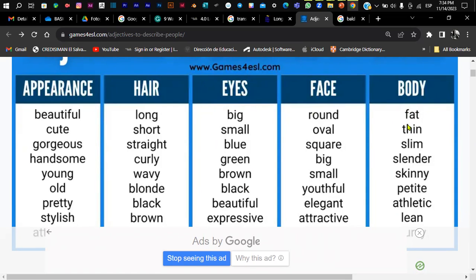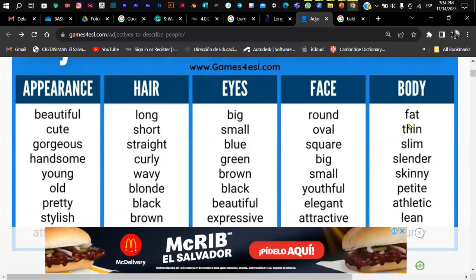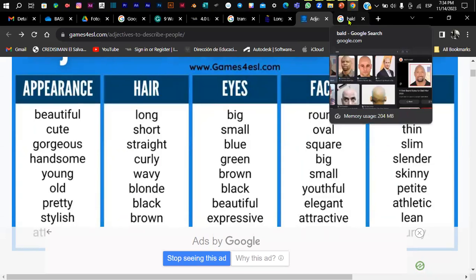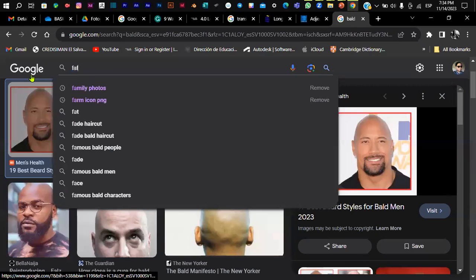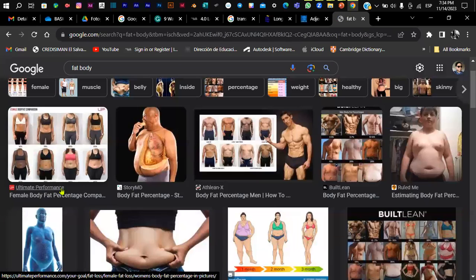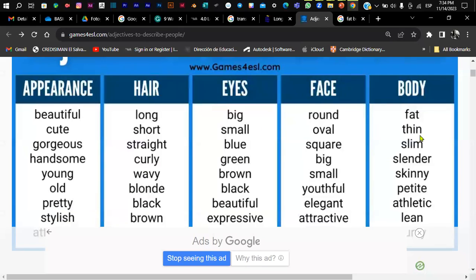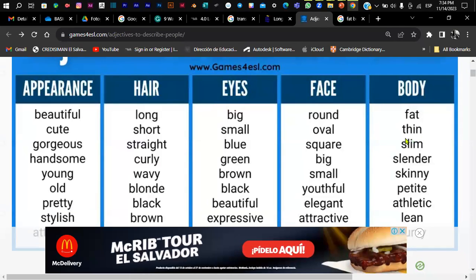You can use adjectives. Fat. Don't use fat. But it is an adjective. Sí es adjective, but avoid using it. Evítenlo usarlo. It's not good. What is fat? Gordo. Fat body. Yes. Avoid it. Evítenlo.